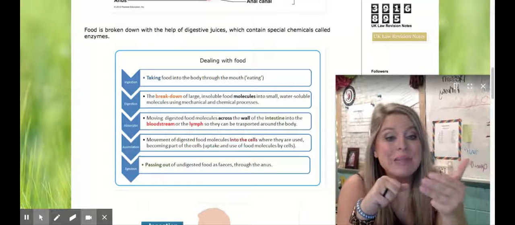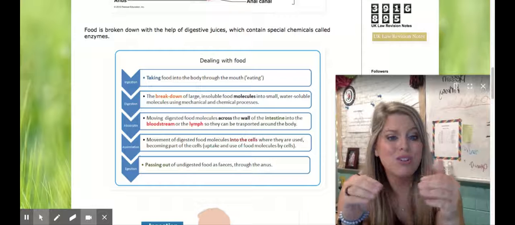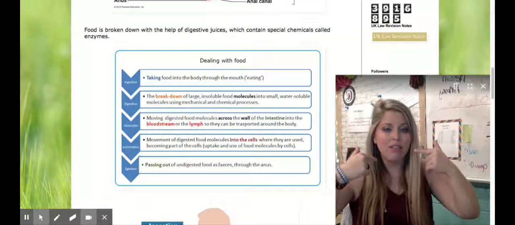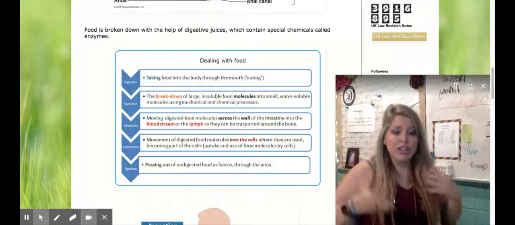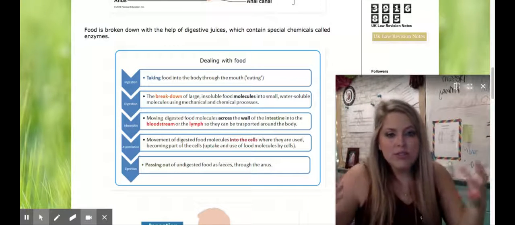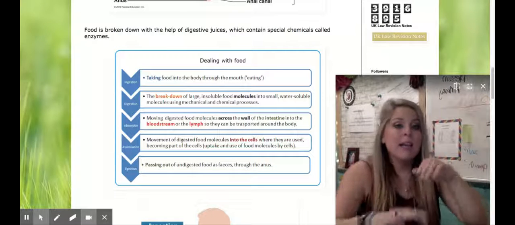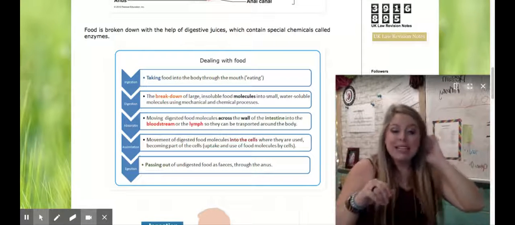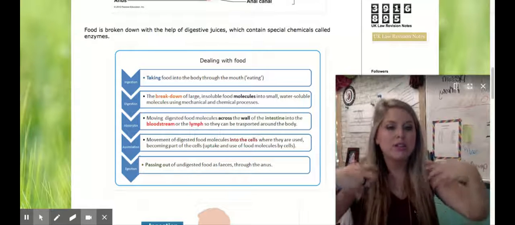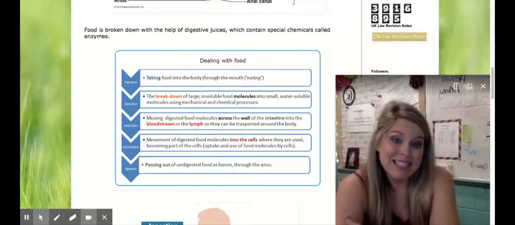Then we have assimilation. Assimilation is the movement of digested food molecules into the cells where they're then used and become part of the cell. So once you eat the food, you digest the food, you're going to absorb it into your bloodstream and your lymph tissue. And then all of those nutrients, the carbohydrates, proteins, lipids, all your vitamins, all of those things then get assimilated all throughout the body into your billions and billions of cells to become part of those and sustain life.